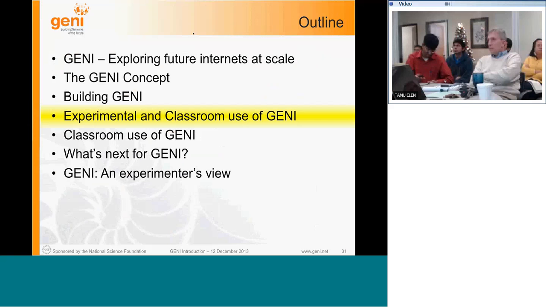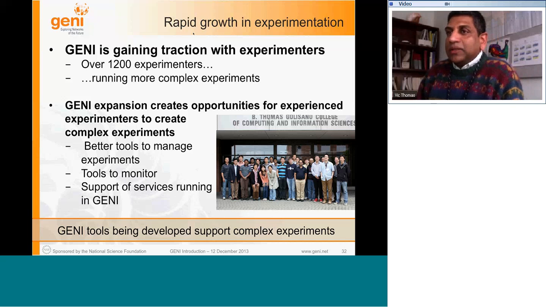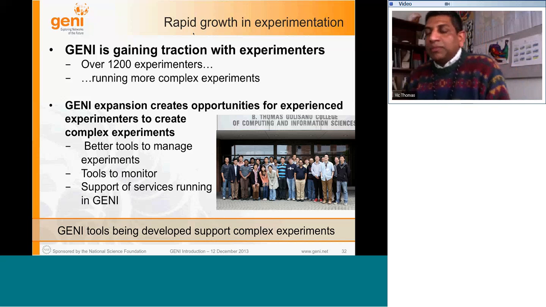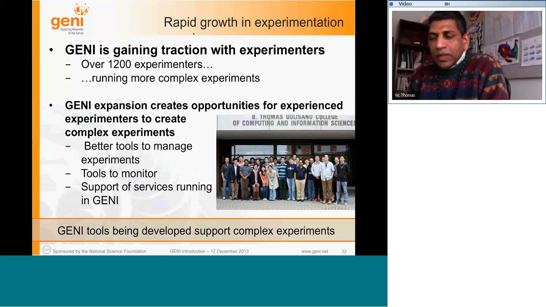So how is GENI being used? GENI is being used for experimentation, for research. We have over 1,200 experimenters using GENI, and they are increasingly running more complex experiments, bigger experiments, experiments with high bandwidth requirements or other such requirements. Because of the growth in the size of GENI in terms of number of resources, people are able to create more complex experiments. The tools are getting better, so experimenters are able to manage larger experiments, monitor larger experiments, and over the years, the support services running in GENI have gotten more numerous, so it makes it easier to run larger experiments.